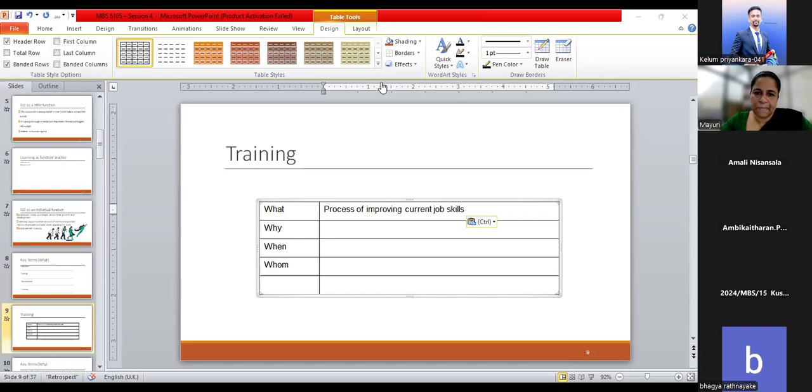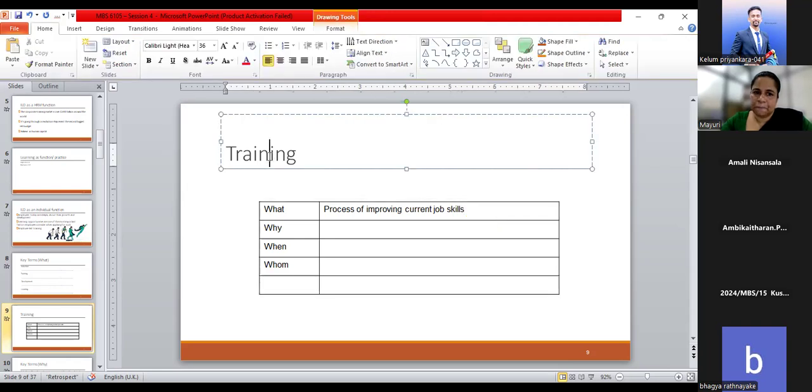Okay. Now, here what we are focusing on is that when you call it training, there is a particular focus we have. When you call it education, it is boundaryless. So it's a very open concept, very broad. Training is very specific. Remember that, training is specific.